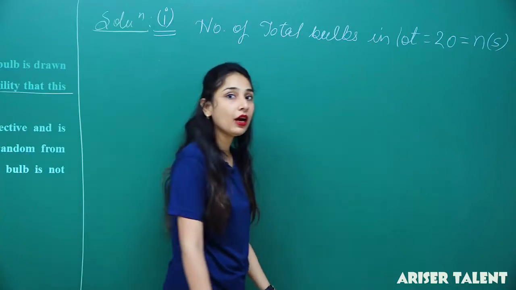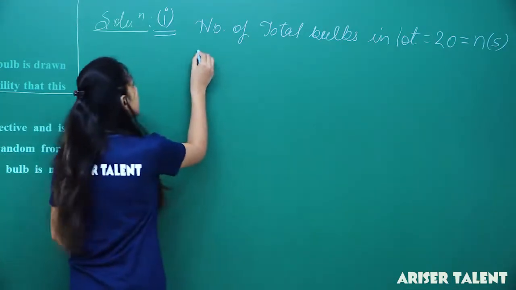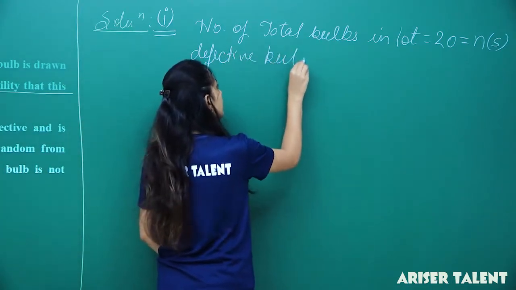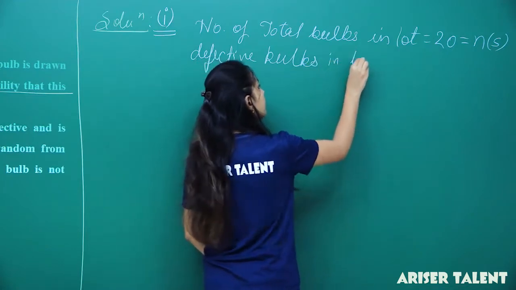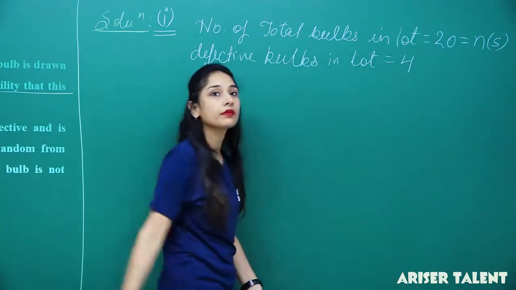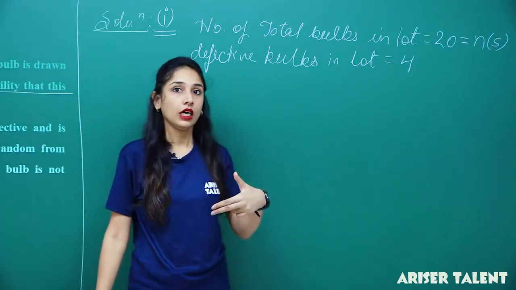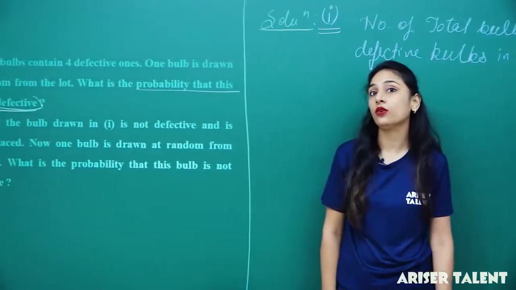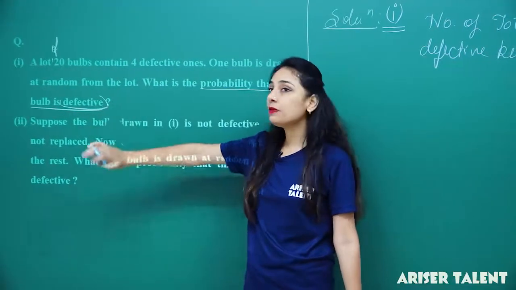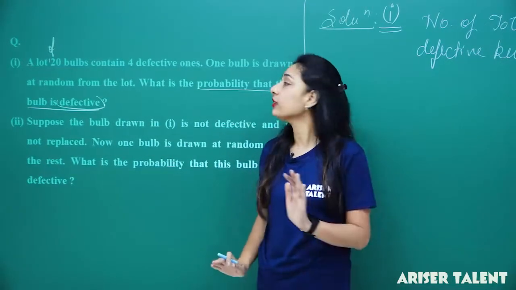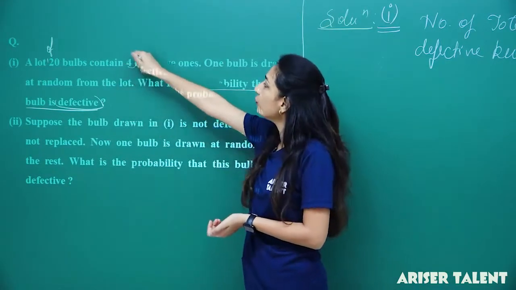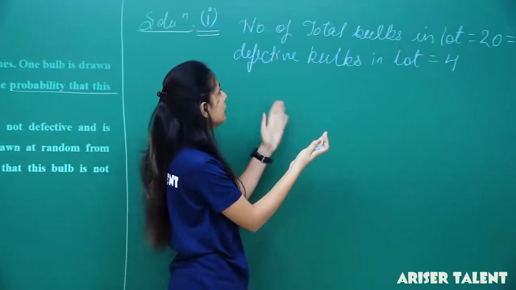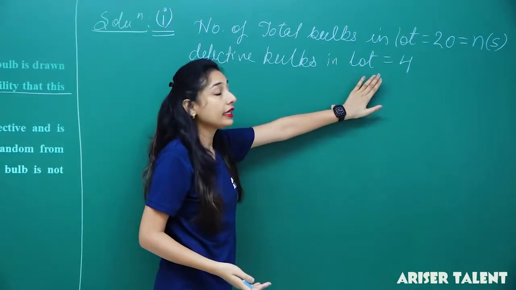Now we'll talk about the favorable outcome. The defective bulbs in the lot is equal to 4, right students? Now we have asked in the question, what is the probability that the bulb is defective? If the bulb is defective, we have to talk about only the defective ones, and the defective ones are what? Only 4 bulbs, right? Understood? So there is no debate about that. So coming back to our question, defective bulbs in lot equals 4.